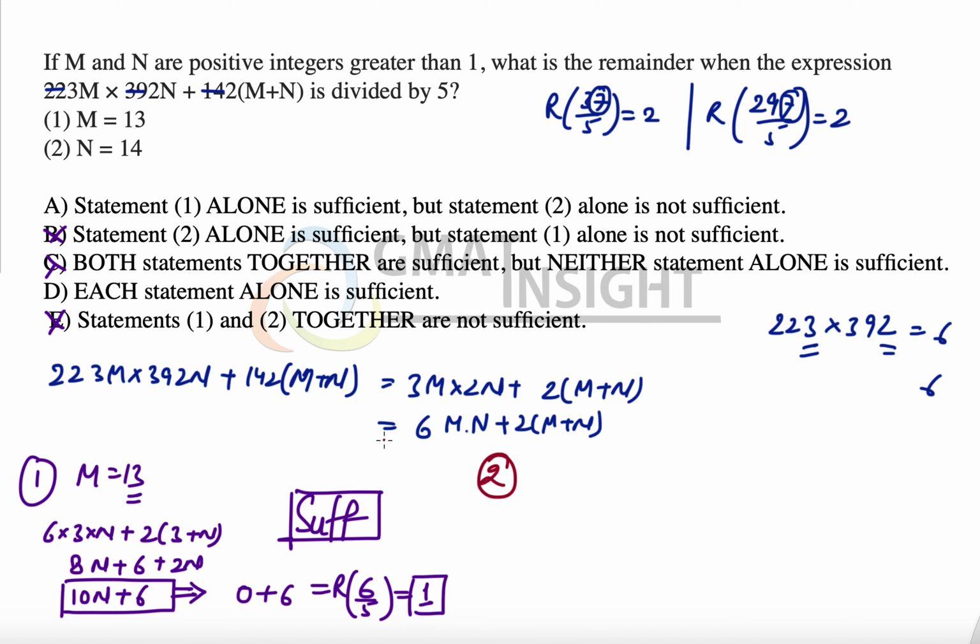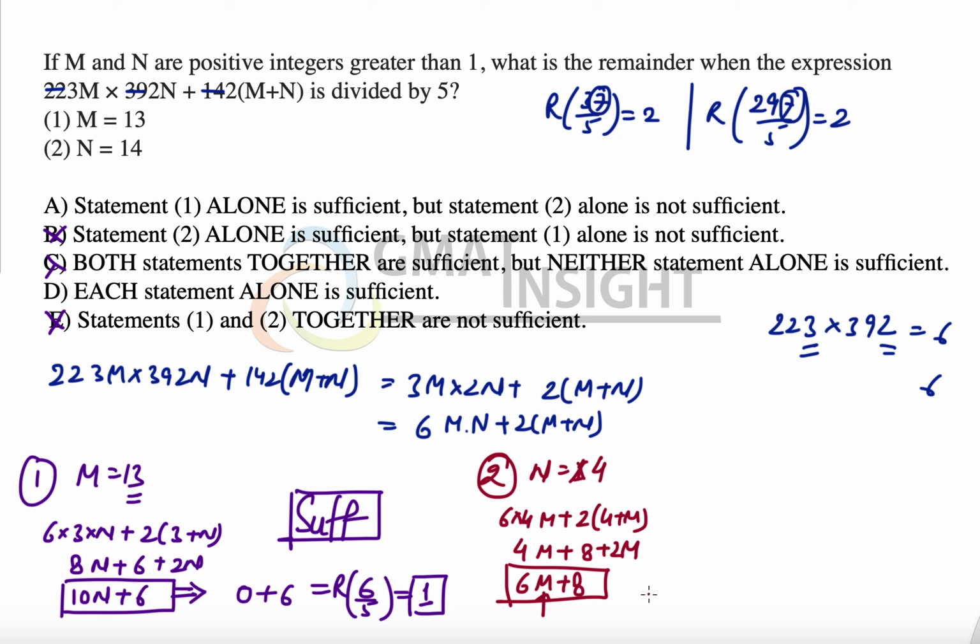Now let's look at the second statement. Second statement says n is equal to 14. That means instead of taking 14, we could also take the value of n equal to 4 only, because we are only interested in the unit digit of this expression. So this expression reduces to 6 multiplied by 4 multiplied by m plus 2 times of 4 plus m. Let's simplify this once again. 6 into 4 is 24, which means we are writing 4m plus 8 plus 2m, and this becomes 6m plus 8. But the unit digit of 6m also depends on the unit digit of m, which we do not know.